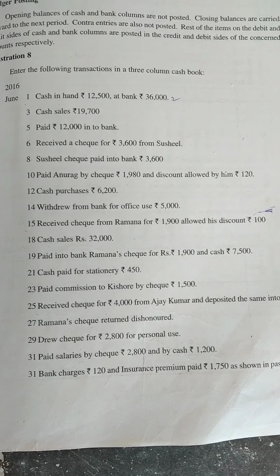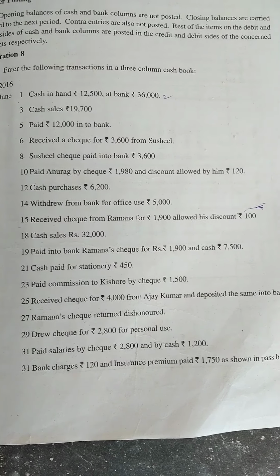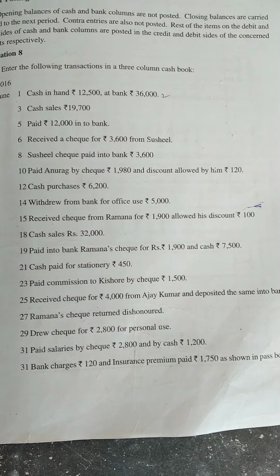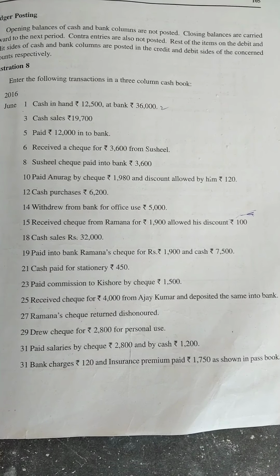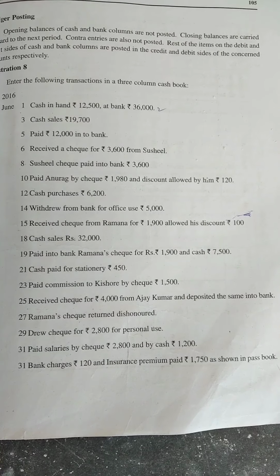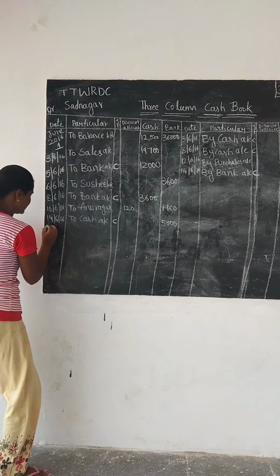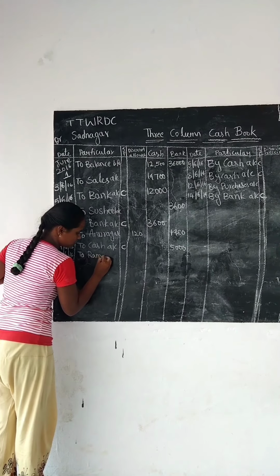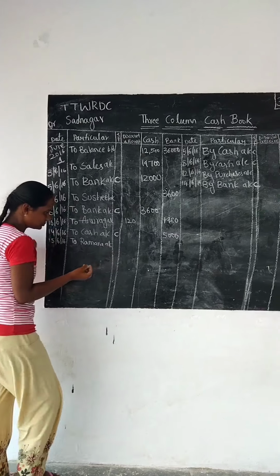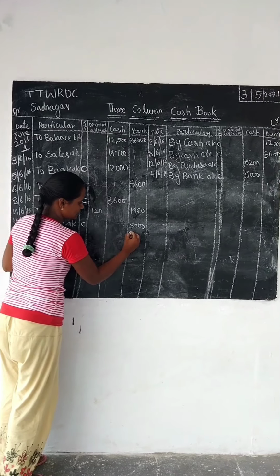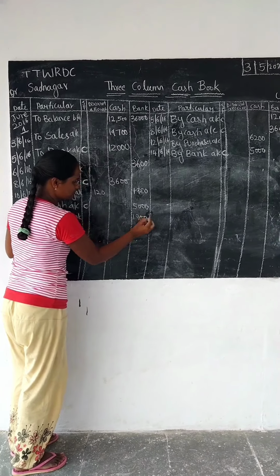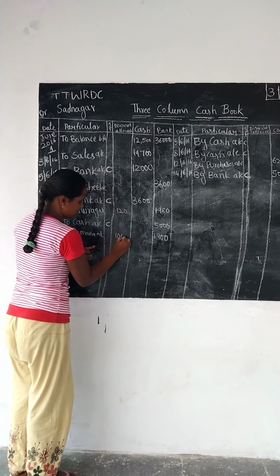On day 15, received check from Ramana for rupees 1,900, allowed his discount 100 rupees. Here we are receiving a check from Ramana, so it is debit side, and discount is 100 rupees. To Ramana account. The amount in the bank column because they are giving the check to us, 1,900, and discount is 100 rupees.